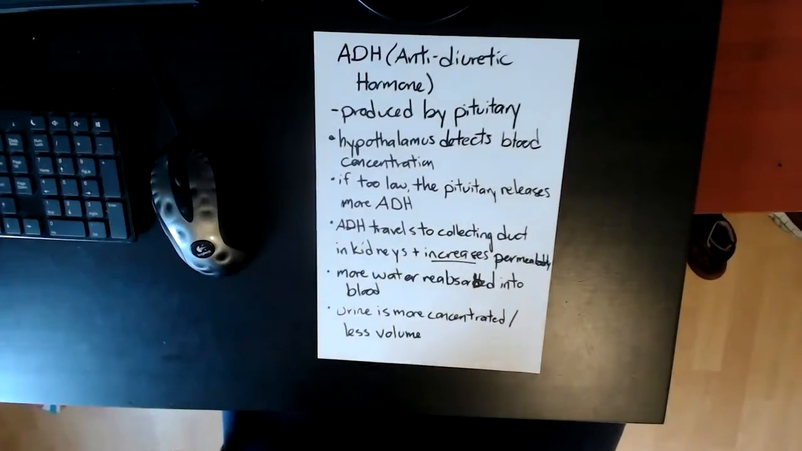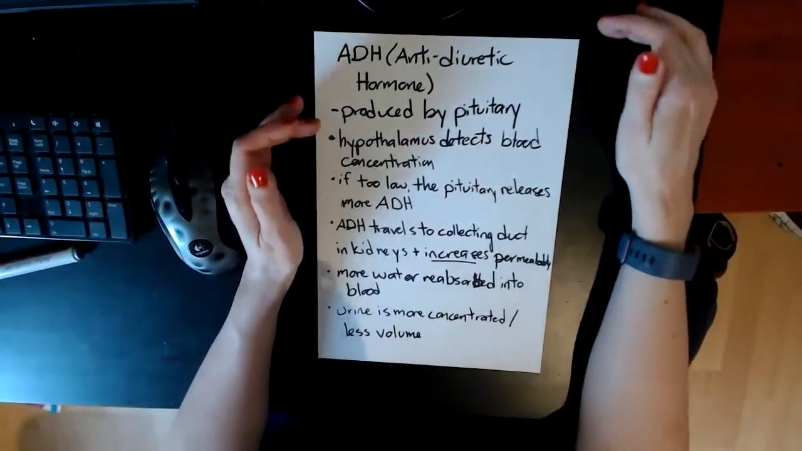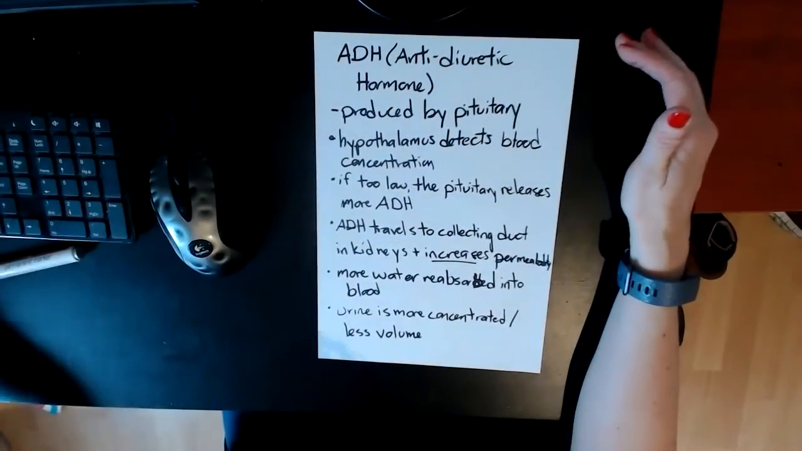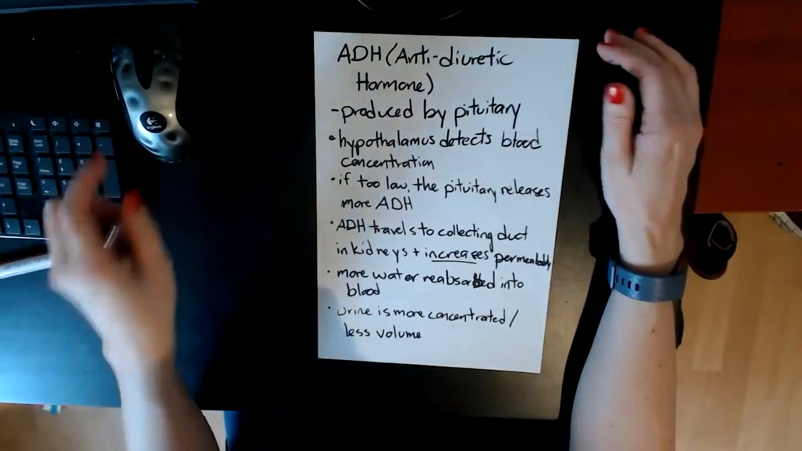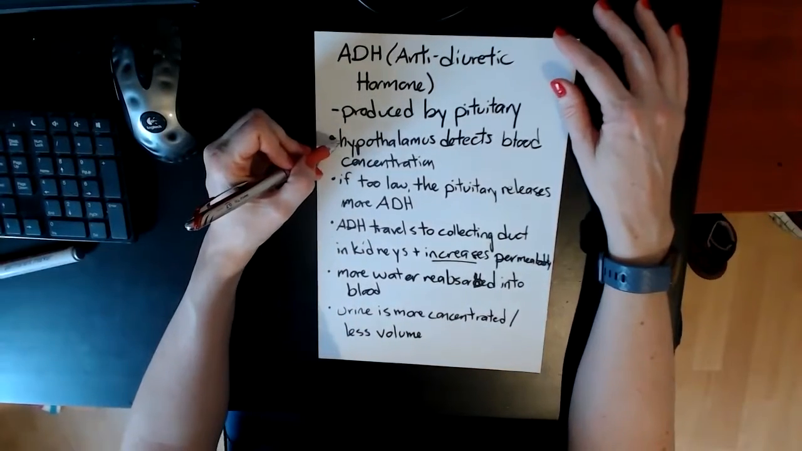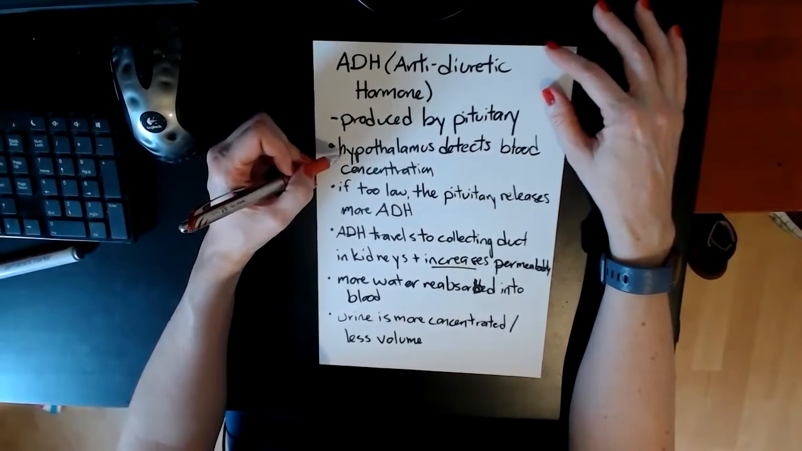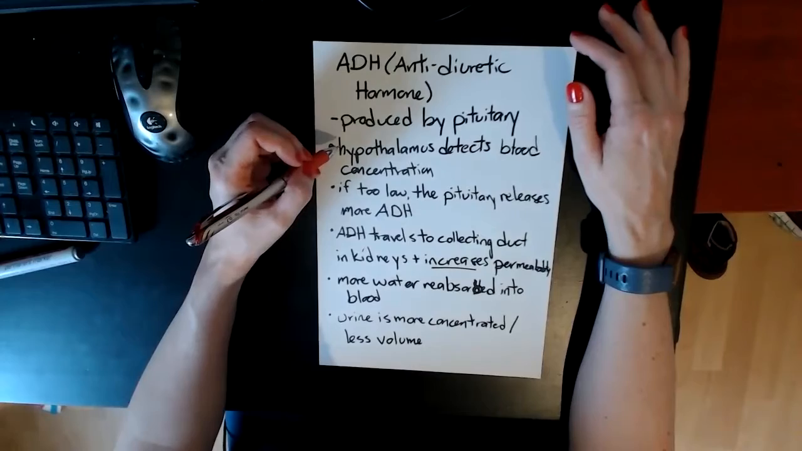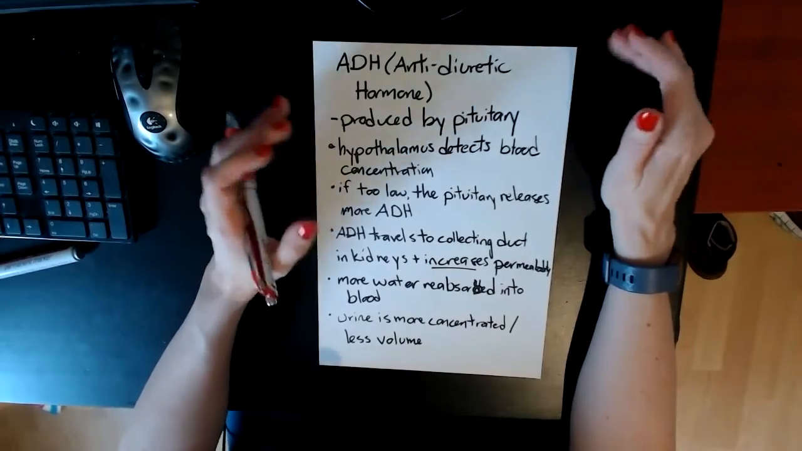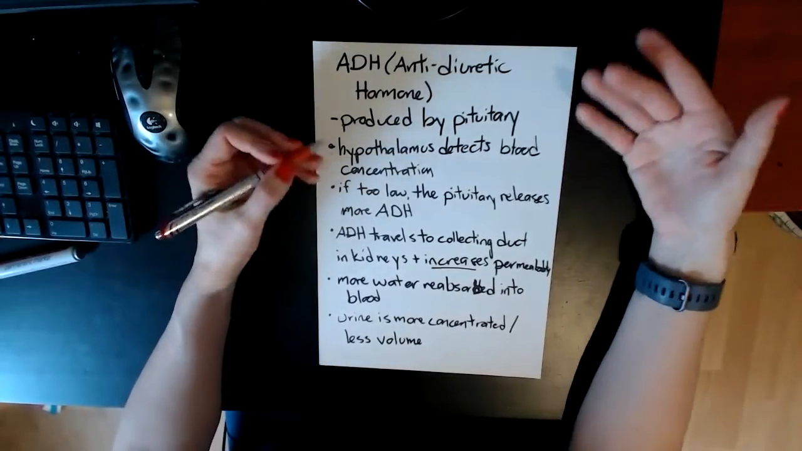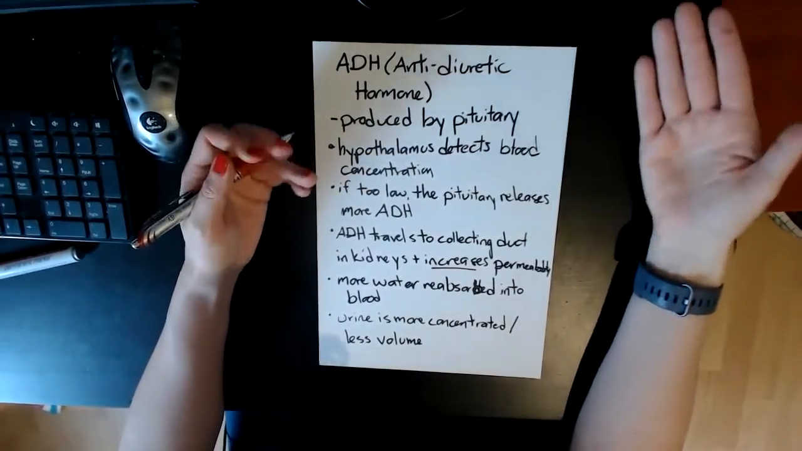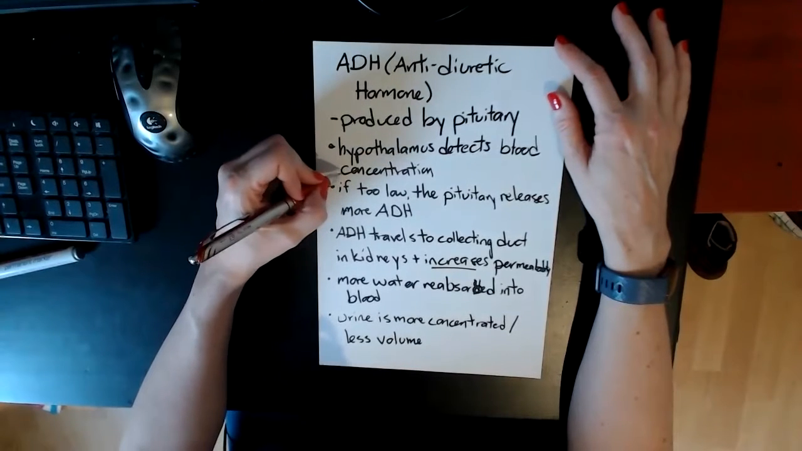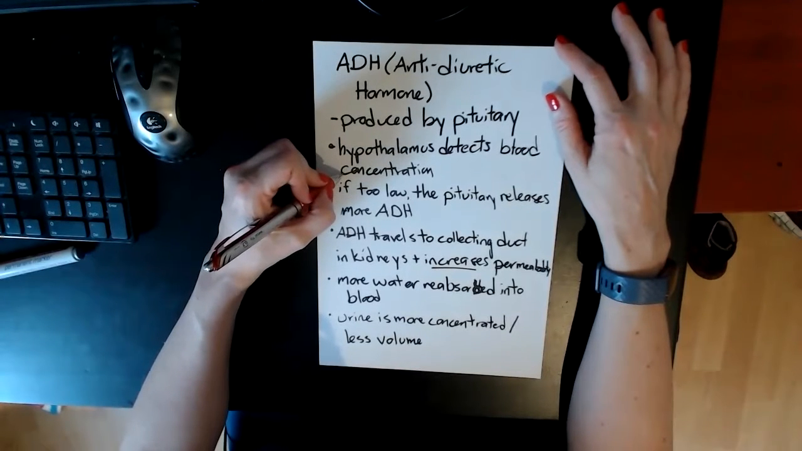All right. So these are the steps. The idea is that, as I said, it's a response of your body to try to prevent dehydration. The first thing that happens is the hypothalamus, which is a part of your brain, is constantly detecting the blood concentration. All right, so it's constantly sampling the blood that runs through it and seeing whether it's too dilute or too concentrated.